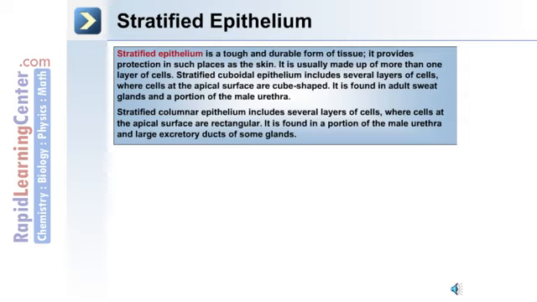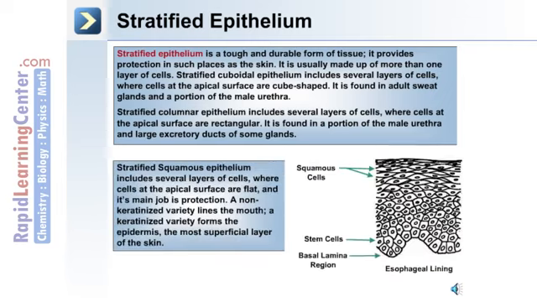Stratified columnar epithelium includes several layers of cells where the cells at the apical surface are rectangular, and this tissue type is found in the portion of the male urethra and large excretory ducts of some glands. Here's an image of the esophageal lining cross-section, showing squamous cells at the apical end, stem cells, and a basal lamina region.